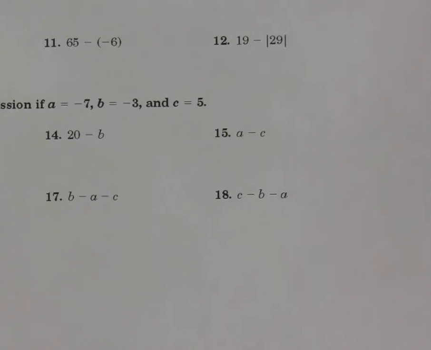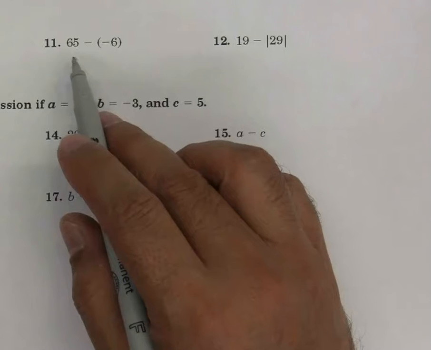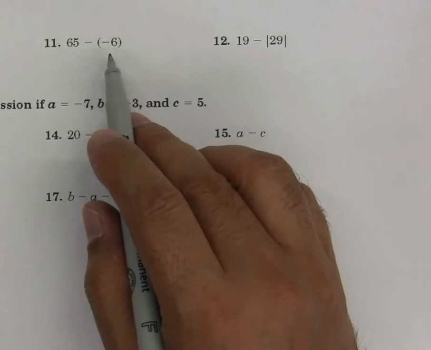In this exercise, I'm going to be practicing subtraction of integers a little more. The rule for subtracting integers is to subtract, add the opposite. So here we have 65 minus negative 6.